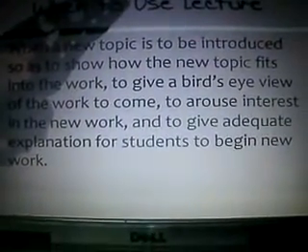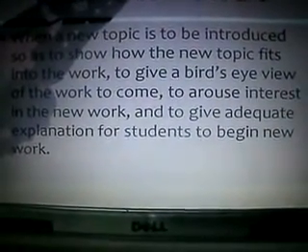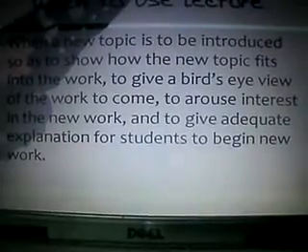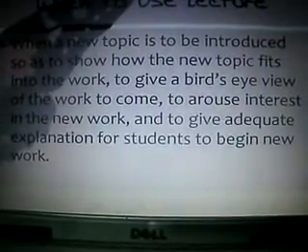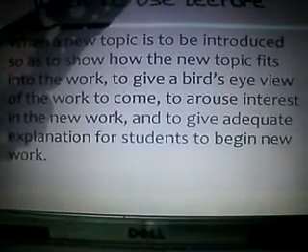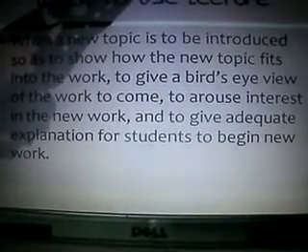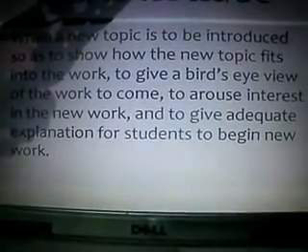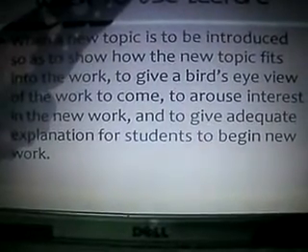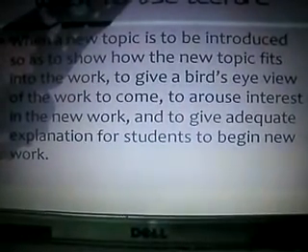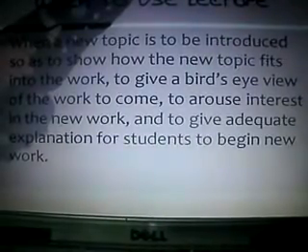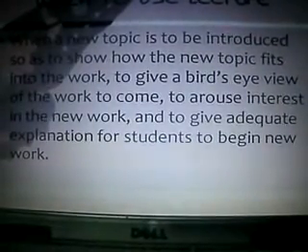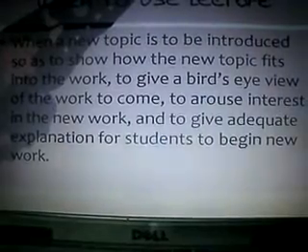When to use lecture. First, when a new topic is to be introduced, so as to show how the new topic fits into the work, to give a bird's eye view of the work to come, to arouse interest in the new work, and to give adequate explanation for students to begin new work. So with the use of lecture method, dapat mahuli mo yung attention ng students mo. It's a new topic, so you better share some experiences, thoughts, and ideas that fit the topic so that the students will not find your lecture boring.